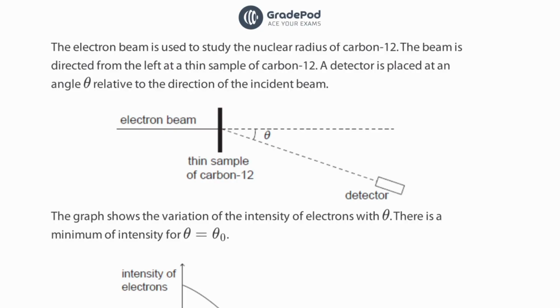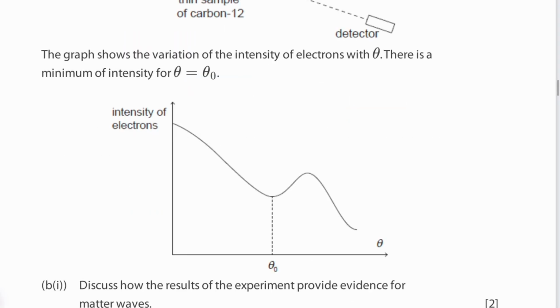The electron beam is used to study the nuclear radius of carbon-12. The beam is directed from the left at a thin sample of carbon-12. A detector is placed at an angle theta relative to the direction of the incident beam. The graph shows the variation of intensity of the electrons with theta. There is a minimum intensity for theta equals theta naught.